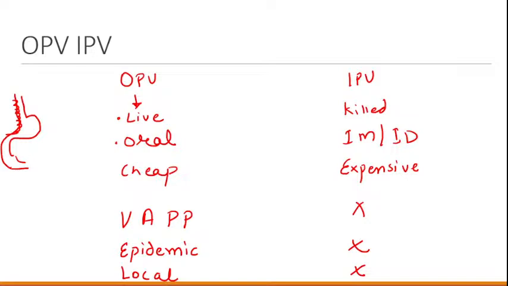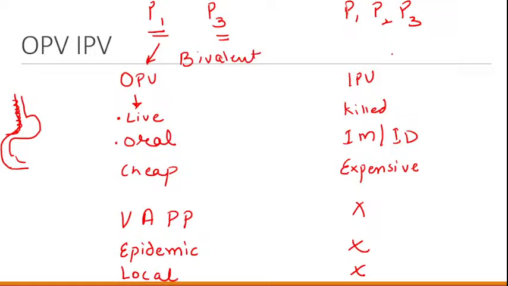Now one thing more I want to tell you. We have 3 strains of polio, P1, P2 and P3. We are giving P1 and P2 in OPV, whereas P1, P2 and P3 in case of IPV. So OPV is a bivalent vaccine, whereas IPV is a trivalent vaccine. I hope this is clear to all of you. Please write in the chat box, is there any confusion here or should I go ahead?